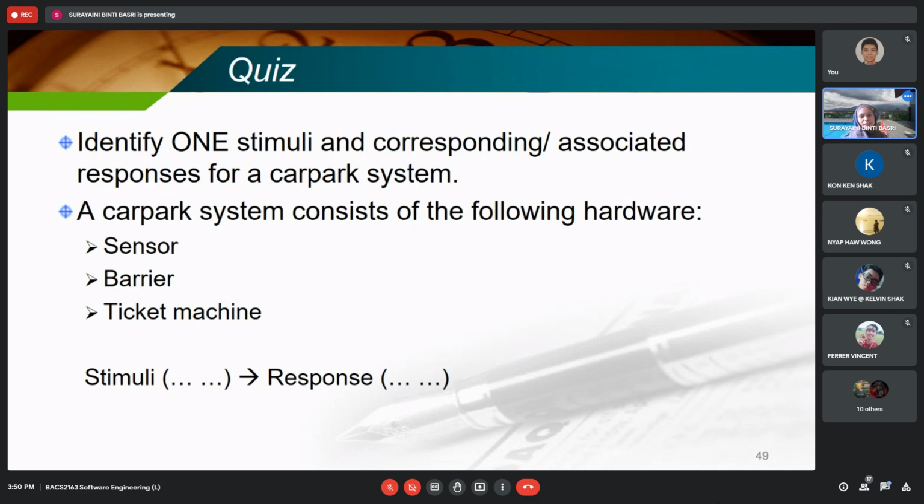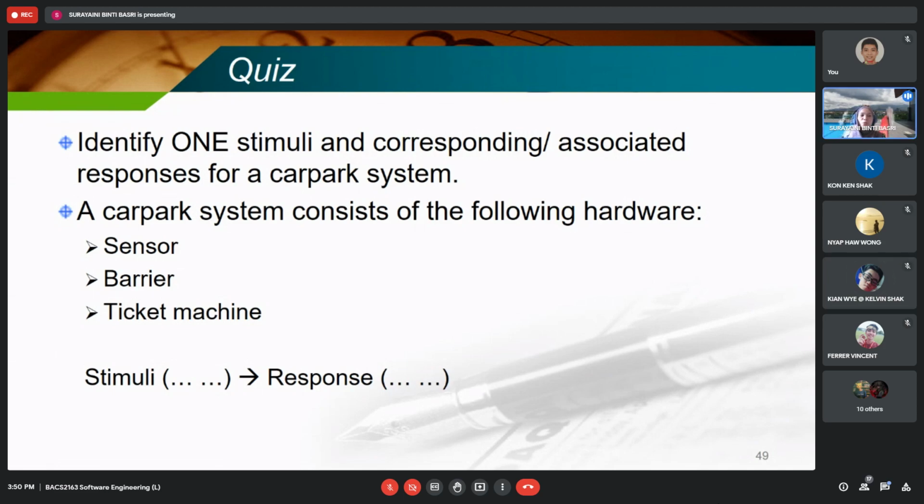So, right, Kelvin? Is that what you mean? So the trigger for the barrier is the time when the ticket comes out, and then the response will be the barrier going up. Yeah, something like that, like taking the ticket.